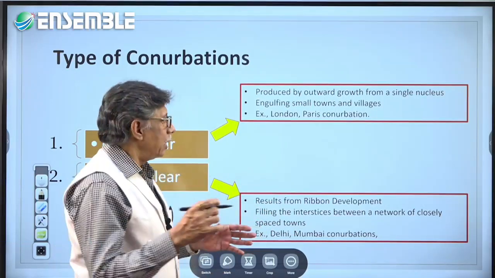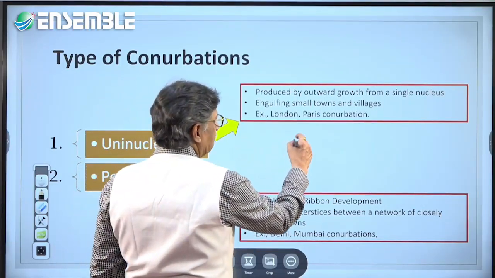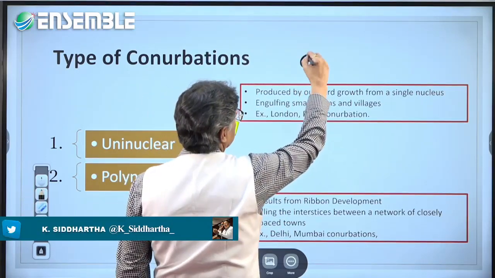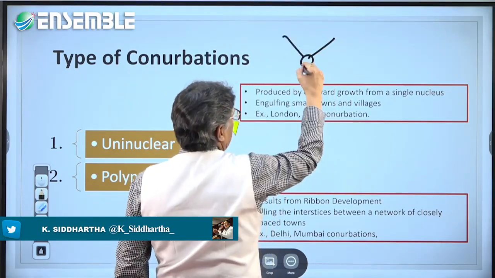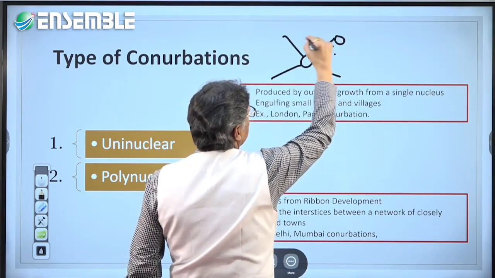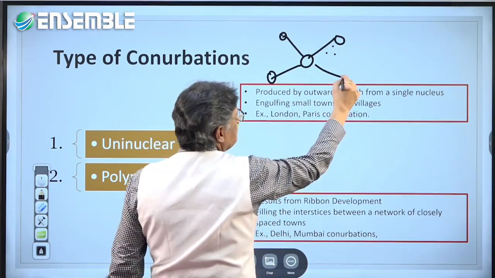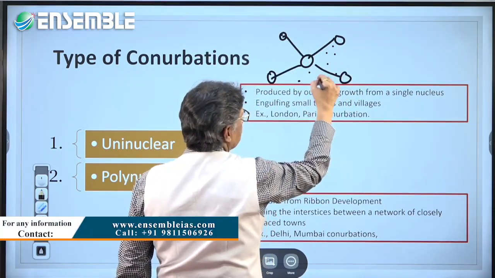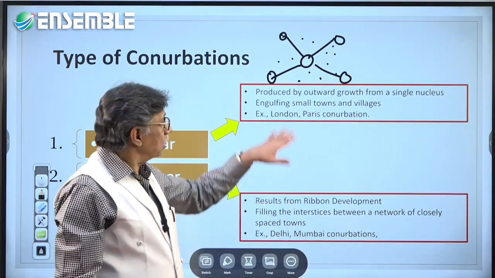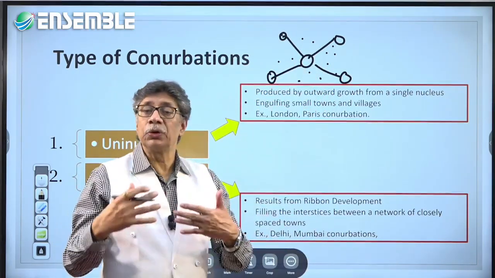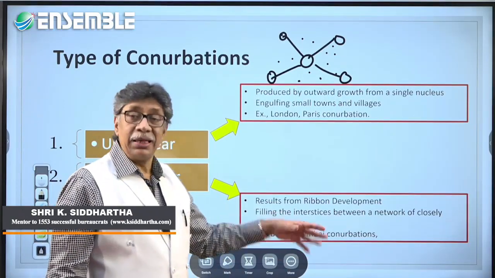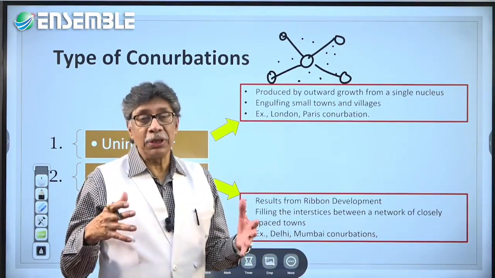That means one center emerges, and as it expands, these areas get filled up. All of these areas start getting filled up with different types of services and so on. So these are the interstices that start evolving, and they get filled up. Delhi is one of them, that is polynuclear.